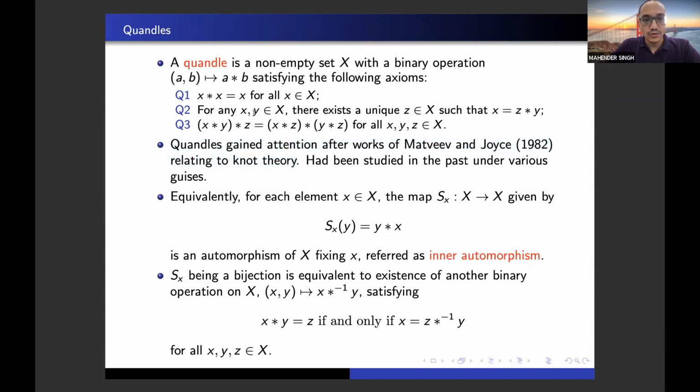As I said, equivalently you can define it in the form that for each element x of this set with this binary operation, the map S_x, which is right multiplication by x, is an automorphism, that is, a morphism of this set with the given binary operation. These are called the basic inner automorphisms. They generate a nice subgroup of the full group of automorphisms called the inner automorphism group. Bijectivity of each S_x is actually equivalent to the existence of a dual operation, which you can call star inverse. You just write x star y equal to z if and only if x is z star inverse y. These are fairly easy observations.